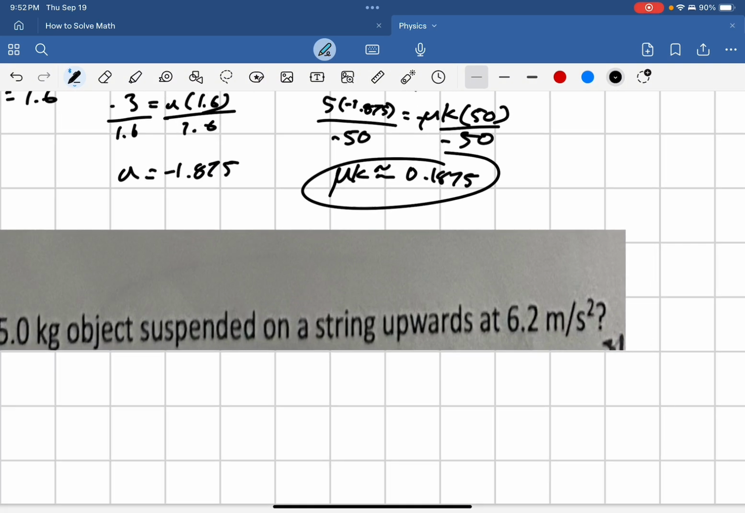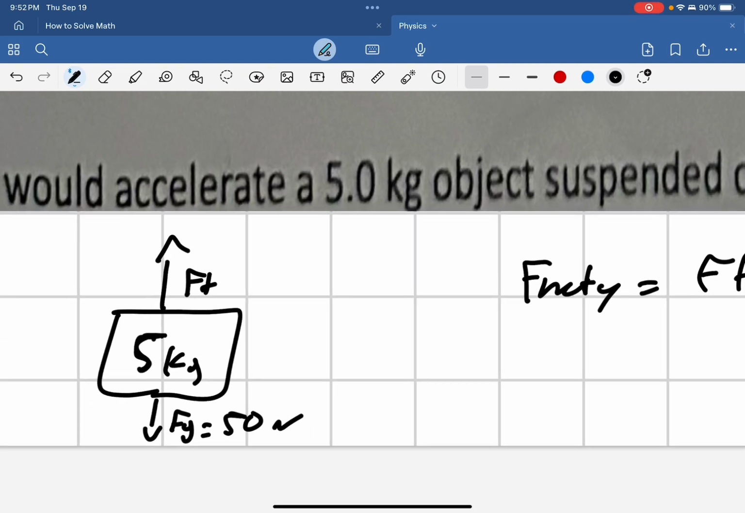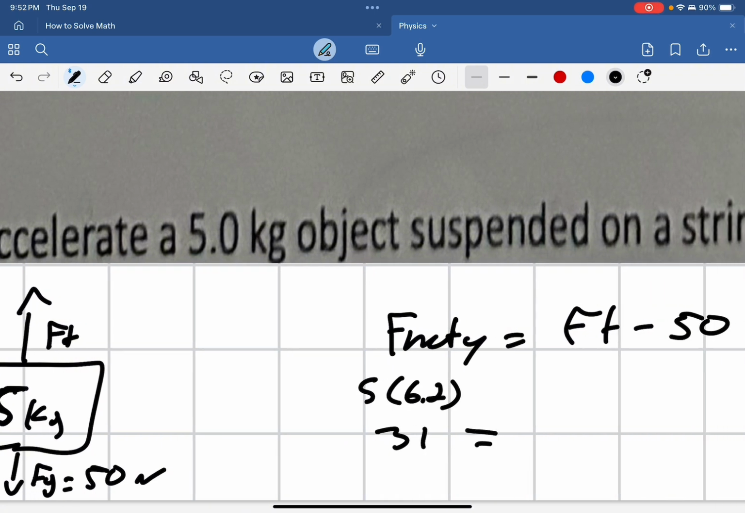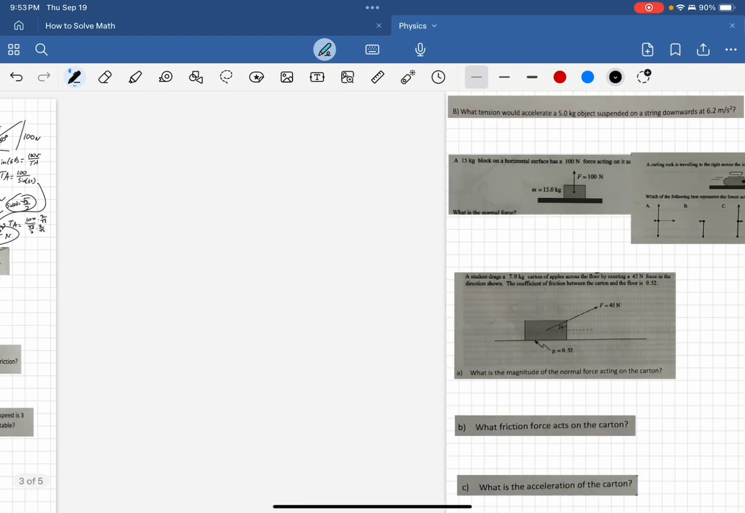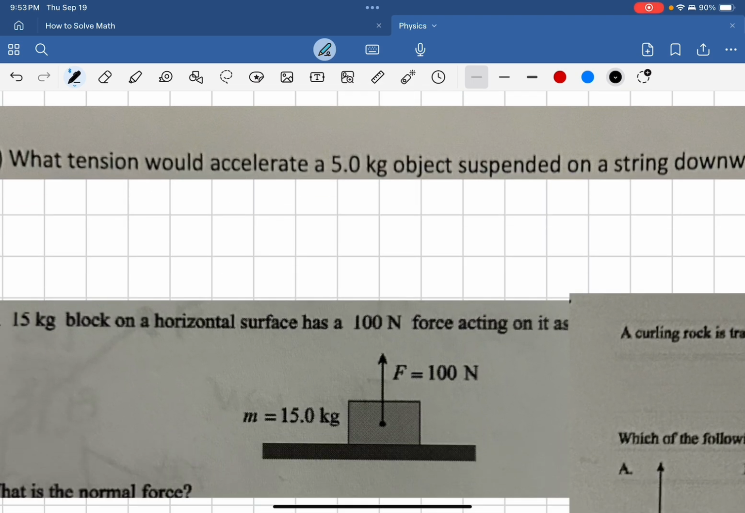We know that acceleration is 6.2, so f net of y is equal to f of t minus 50, and so 5 times 6.2, put that in your calculator, it's going to be 31, is equal to f of t minus 50. Add 50 to the other side, f of t is just equal to 81 newtons. There we go.